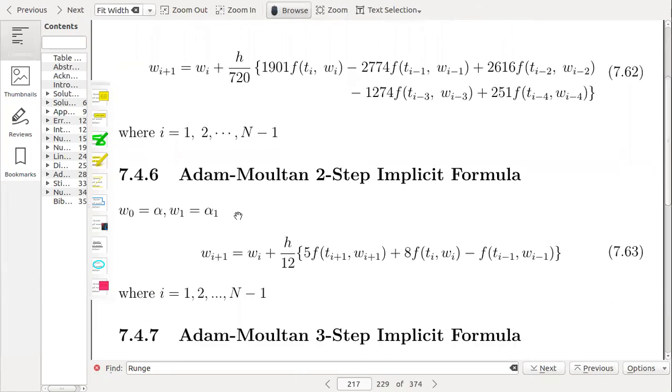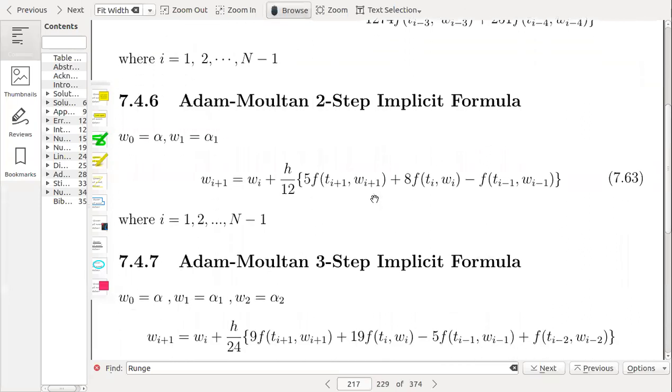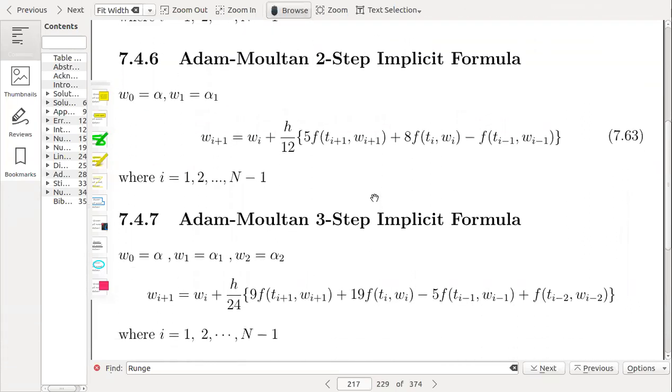And next is Adams-Moulton two-step implicit method. So these implicit methods work as the corrector part of the formula. So we predict the roots using the explicit method, then we correct, and we will get the fine values of the approximated root using the implicit formula. So this is the two-step implicit method. So we need two starting values W naught and W1 to use this formula.